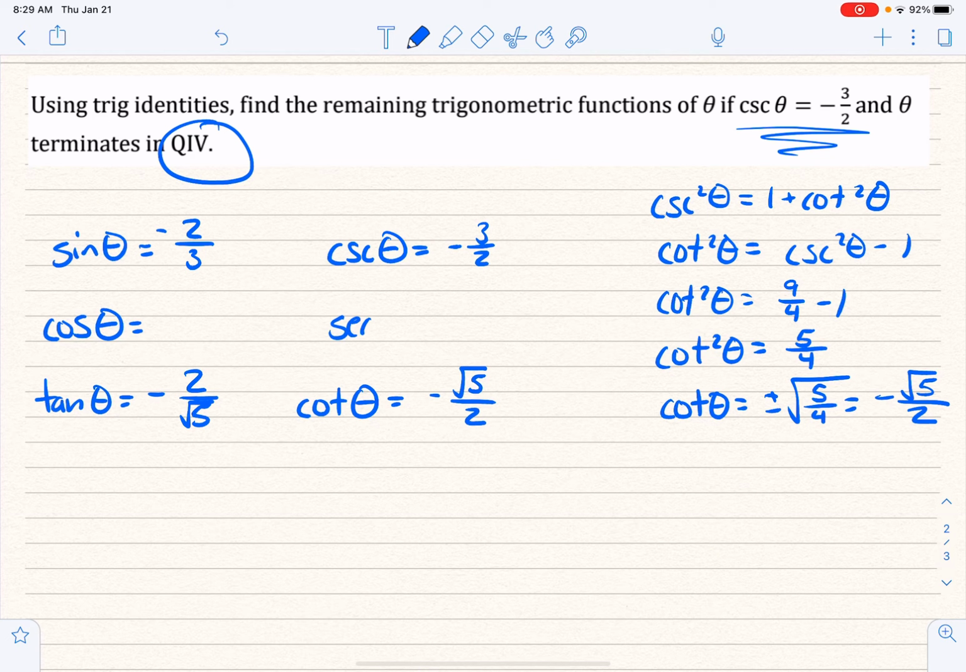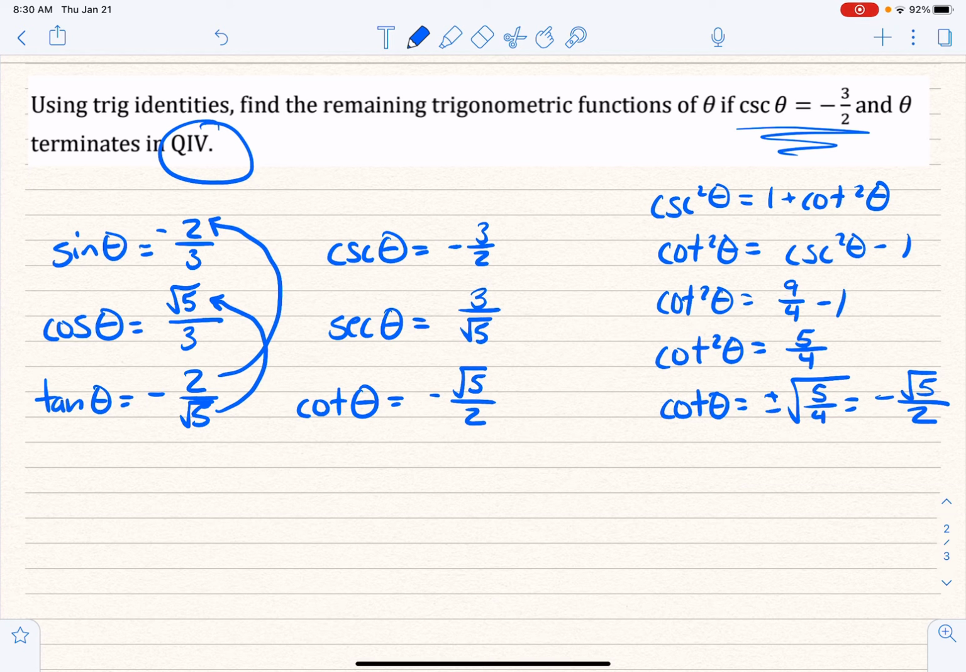And then same thing as we said before, these always have the exact same denominator. So cosine theta is going to have the denominator of 3. This 2 went there, so this square root of 5 goes here. Okay. And then you flip it for secant theta, and you would get 3 over square root of 5.